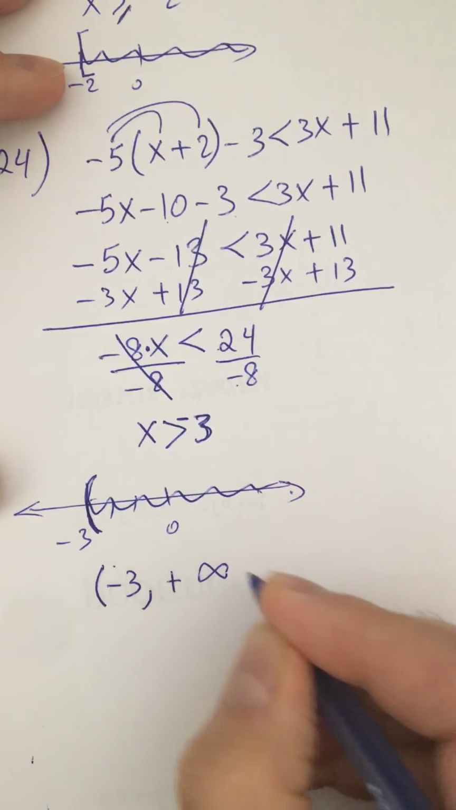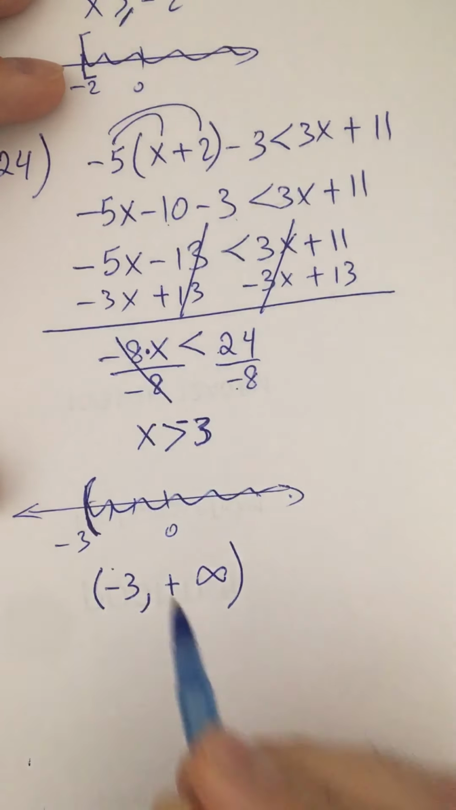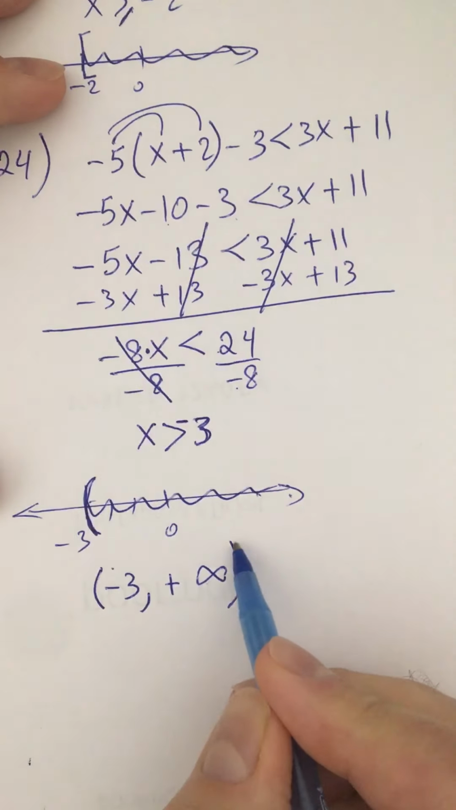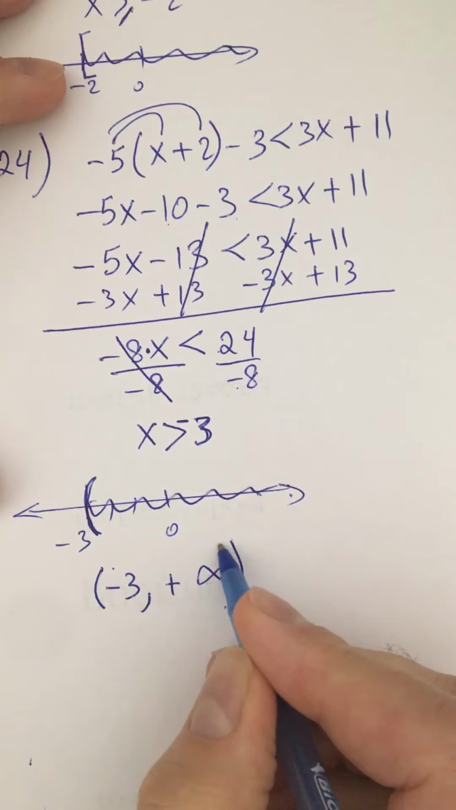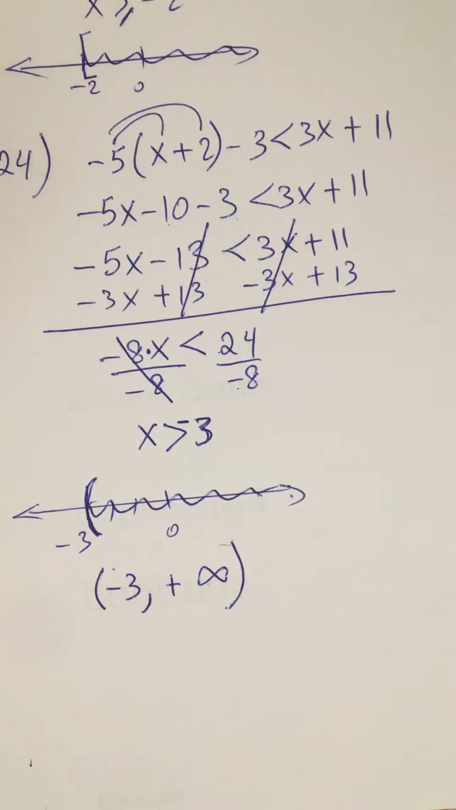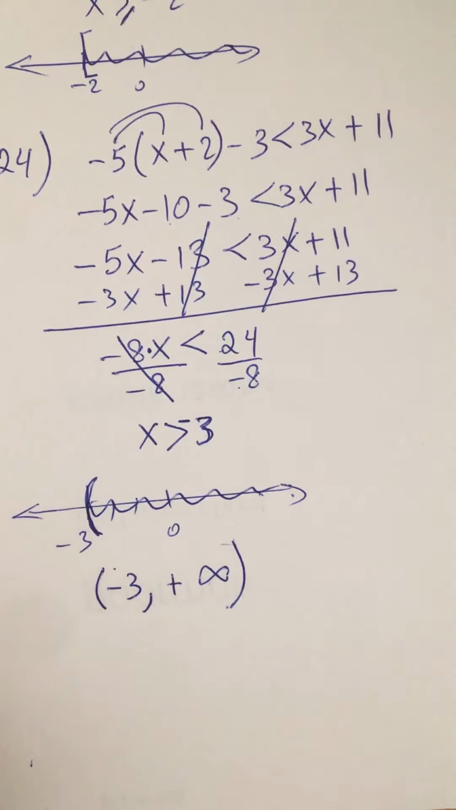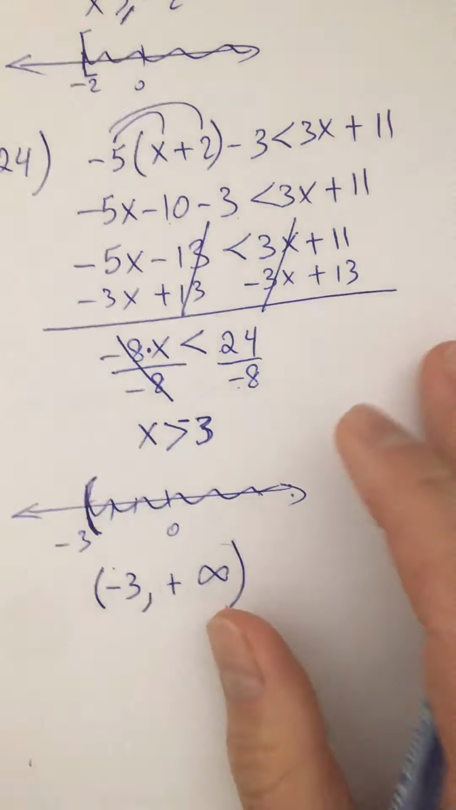So voila. And I can never reach infinity. That's why I put a parentheses. If this was a specific number and it was part of the solution, then I would put a bracket around it. But that's called interval notation. I'm going to do one more that involves that. All right, so let's jump to problem number 46.